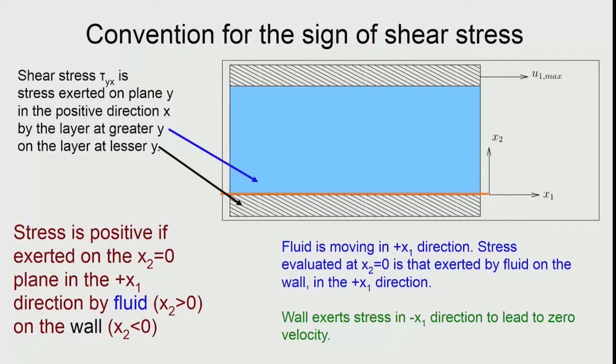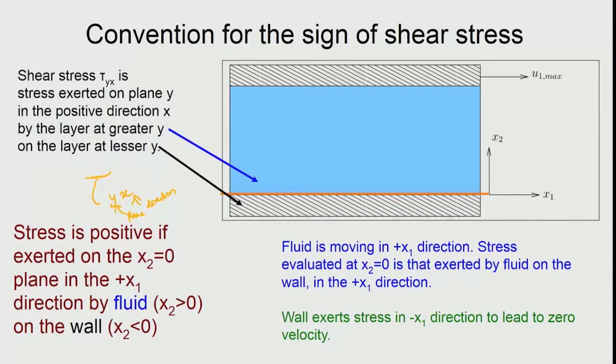The shear stress tau is basically the stress exerted on a plane y. You can see that tau is written as this. So, tau yx. So, one of them is plane and another is a direction. Of course, we can swap them because of the symmetry. So, the tau exerted on a plane y is in the direction, positive direction x, and it is exerted by the layer at a greater y on the layer at a lesser y. So, if that is the case, then the shear stress is positive. In case it is the other way, then it becomes negative, okay.